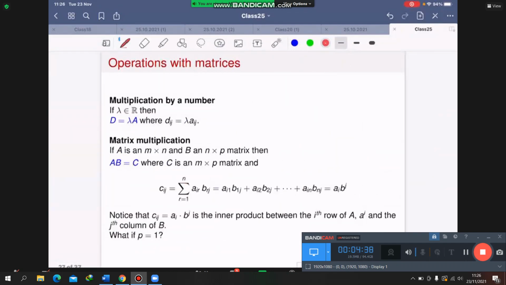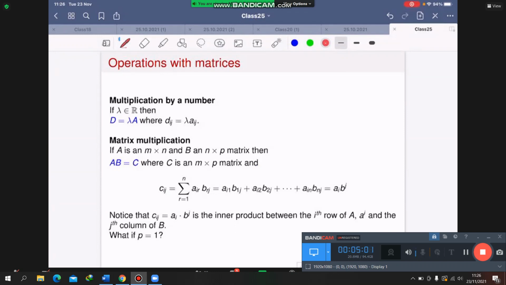Oh, we can do better. Exactly as with the vectors, you can multiply a matrix by a number. How? Well, you multiply its entries, the coefficients of the matrix, by the number.